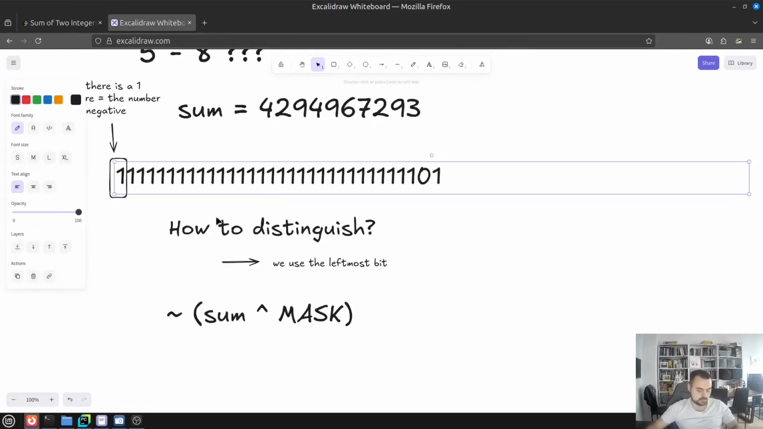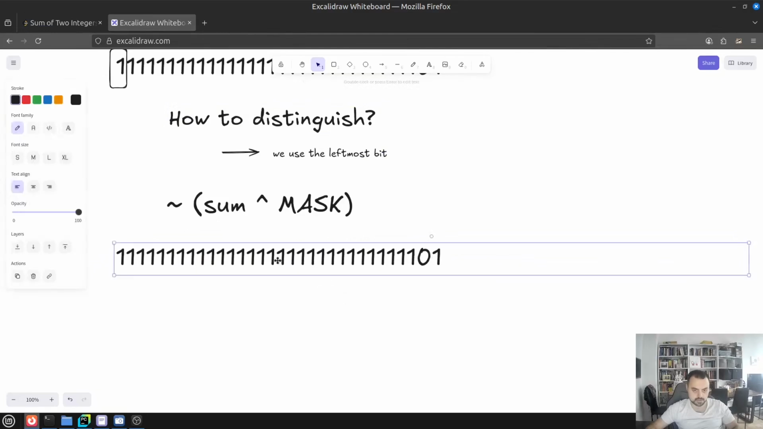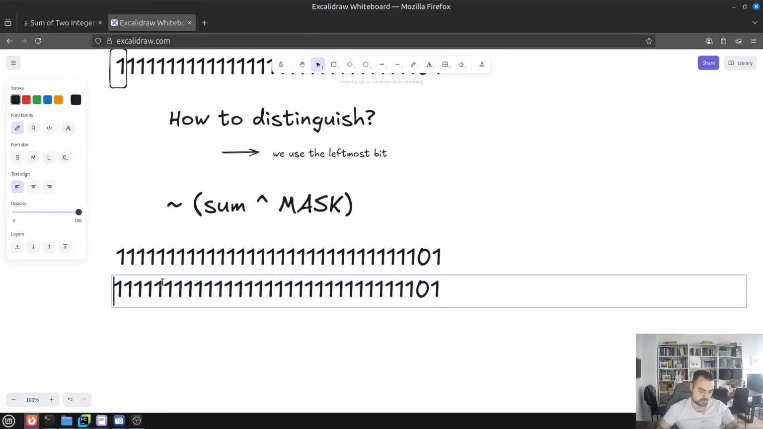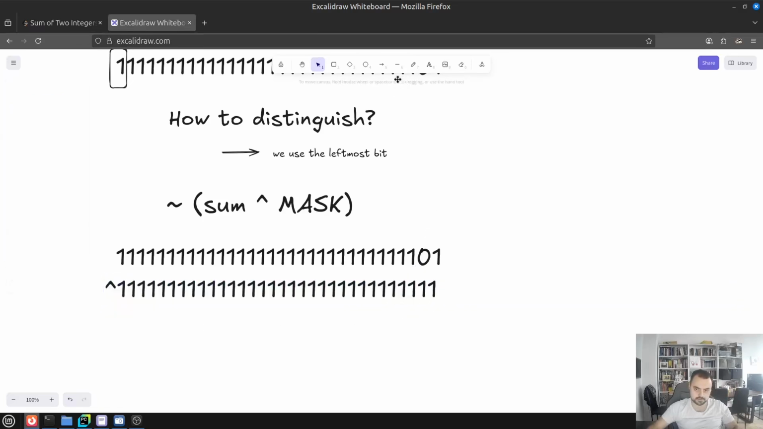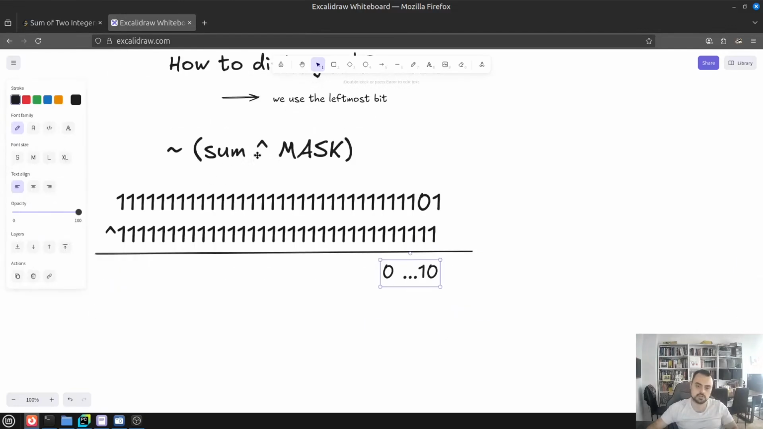So now let's copy this. Add our mask here, but this time using not AND but XOR. What will happen? And the mask, of course, is all ones. We will have just zeros. And only here, because 1 XOR 1 is 0, only in this place will we get 1. So that's the first operation, this sum XOR mask.